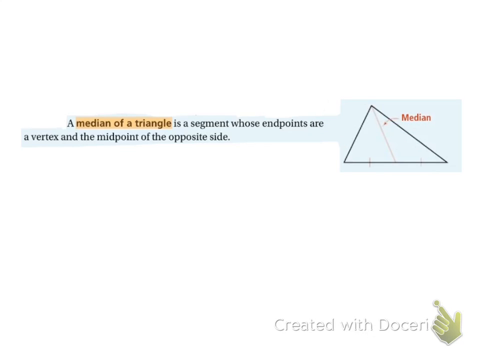Okay, this is 5-4 of geometry. So a median of a triangle is a segment whose endpoints are a vertex. So up here is the vertex, right? And the midpoint of the opposite side. So here's our midpoint. So that is a median.